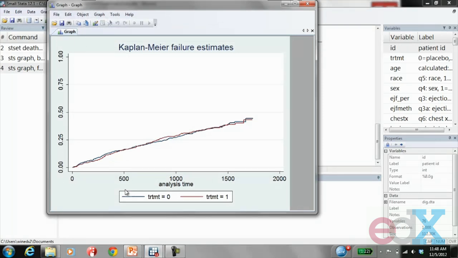Now this is 1 minus the survival curve. Now keep in mind that this figure isn't going to look like figure 1 in the New England Journal paper. That's because in the New England Journal paper they used all 6,800 observations, and we only used 1,000 observations here. But if you look at the two, they look very similar.